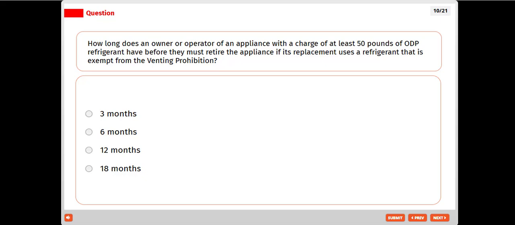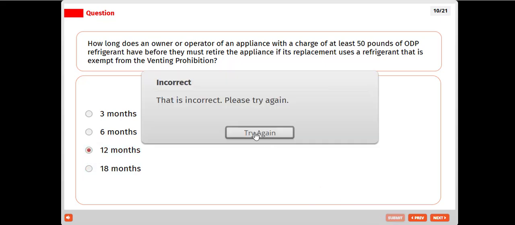How long does an owner or operator of an appliance with a charge of at least 50 pounds of ODP refrigerant have before they must retire the appliance if its replacement uses a refrigerant that is exempt from the venting provision? Okay, 12 months, 18 months.